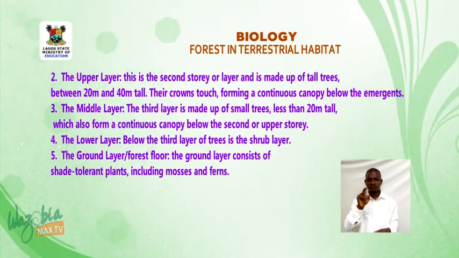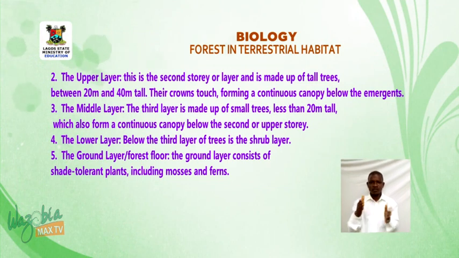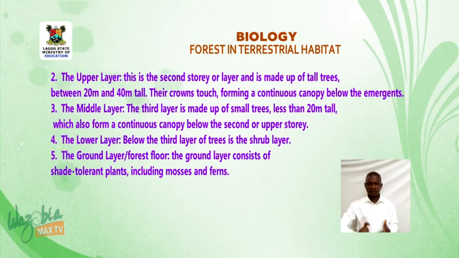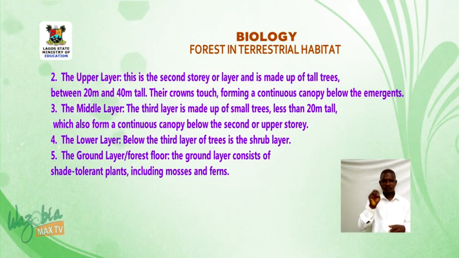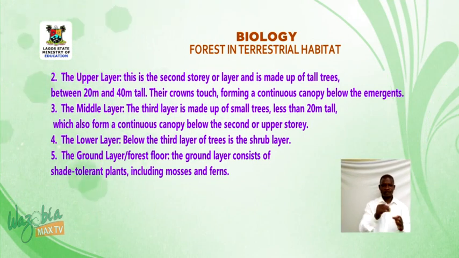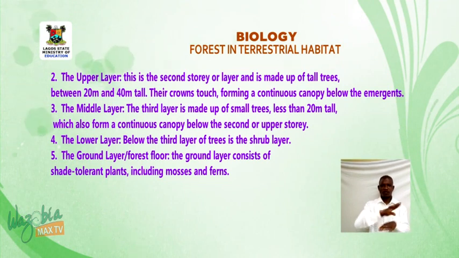Three, the middle layer. The third layer is made up of small trees less than 20 meters tall, which also form a continuous canopy below the second or upper story.